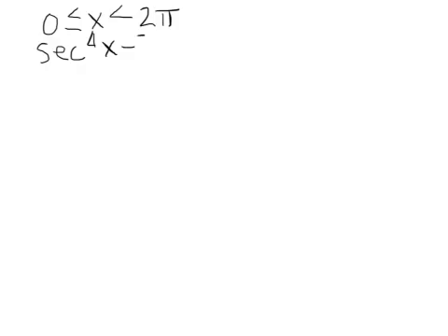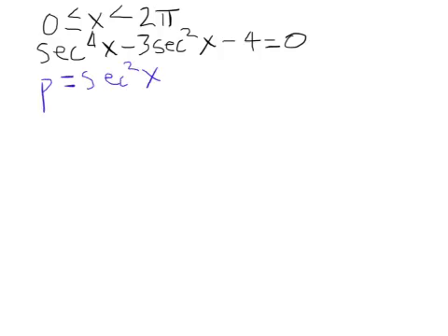So I'm going to show you how to do a problem where you have to let p equal a squared trig function. For this problem we have a restriction, and that is that our answer has to be between 0 and 2 pi. And our problem is secant to the 4th x minus 3 secant squared x minus 4 is equal to 0. So in this problem we can let p equal secant squared x, and we can rewrite our original problem as p squared minus 3p minus 4 is equal to 0.